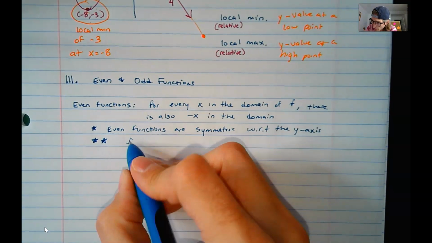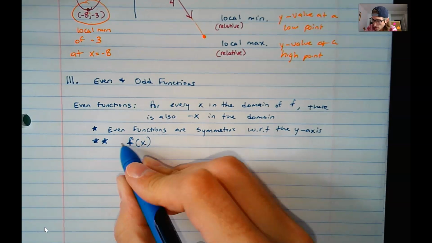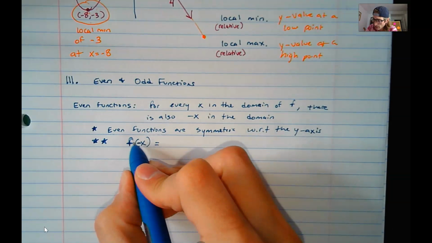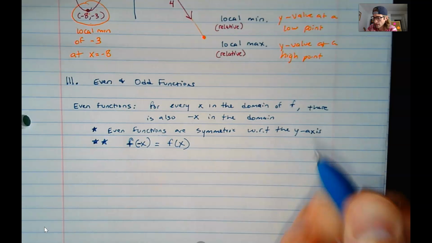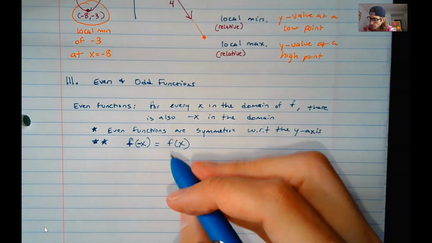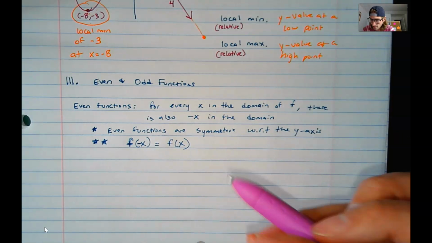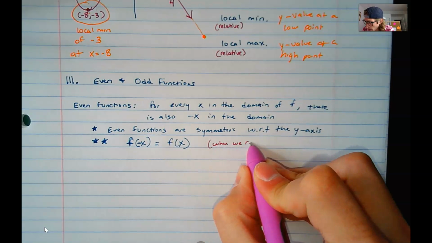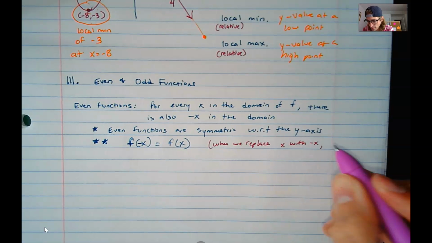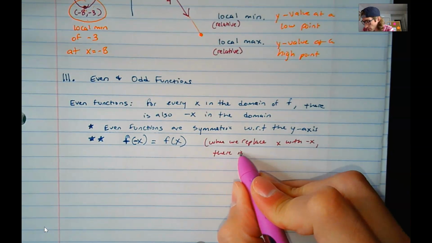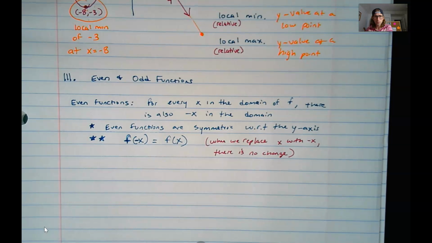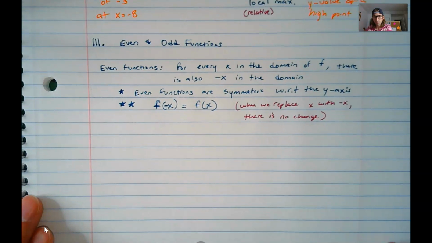Here is the definition of even functions: whenever you have f of -x, when you take -x and plug it into the function, you get back out the exact same thing that you would if you plugged in just regular x. So I'll write the note. When we replace x with -x, there is no change. So we've already done that. Now we're giving it a nice formal definition in terms of even and odd functions.